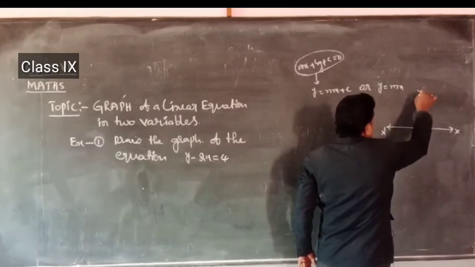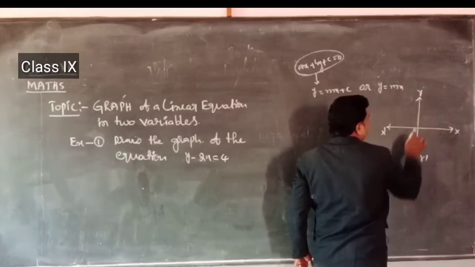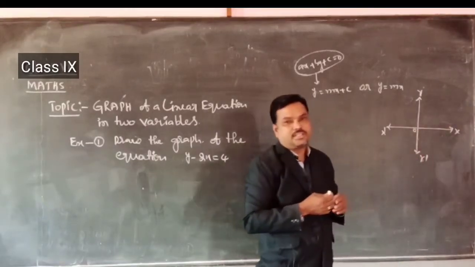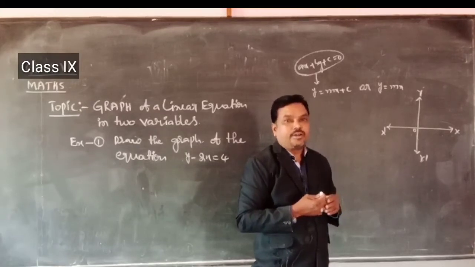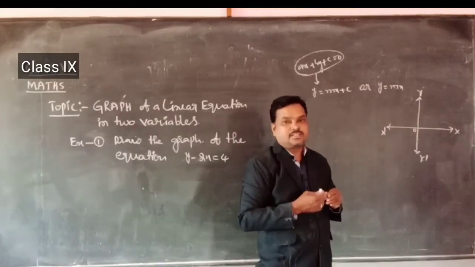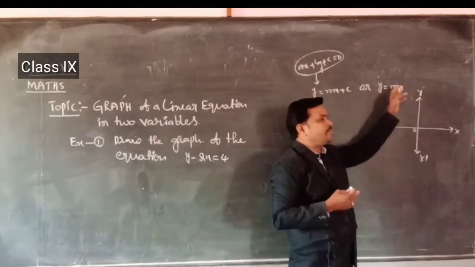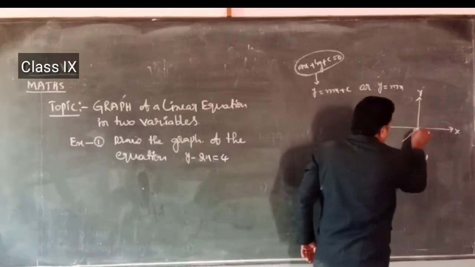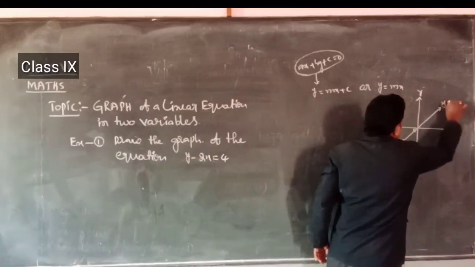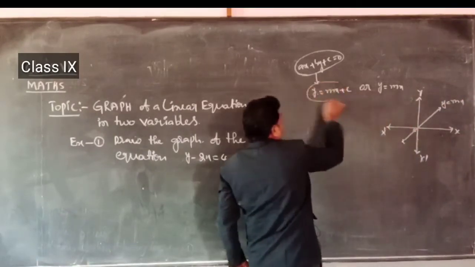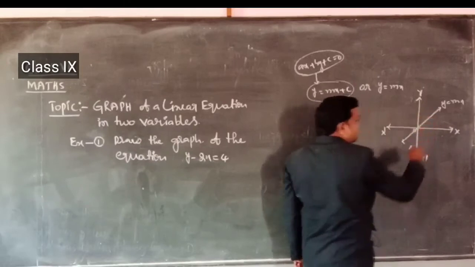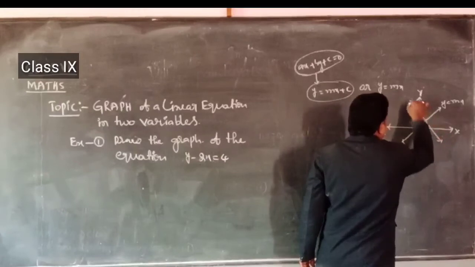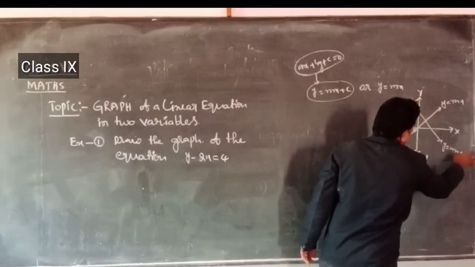This is the x-axis, this is the y-axis. The x and y axes intersect at a point O. This is called the origin. The coordinates of the origin are always (0, 0). Suppose y is equal to mx graph; this is one of the lines, and it is always passing through the origin. Y is equal to mx plus c always intersects the x-axis and y-axis.